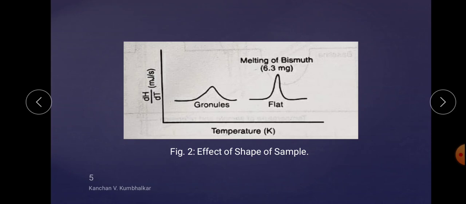In this case, this is the peak of bismuth, the melting point of 6.3 milligram of bismuth, which is quite sharp as compared to this one. So when you take a granular sample, you get this type of curve, and if you take a flat sample, such a prominent DSC curve is observed. That means the first factor, the shape of the sample, affects the curve qualitatively more than quantitatively.